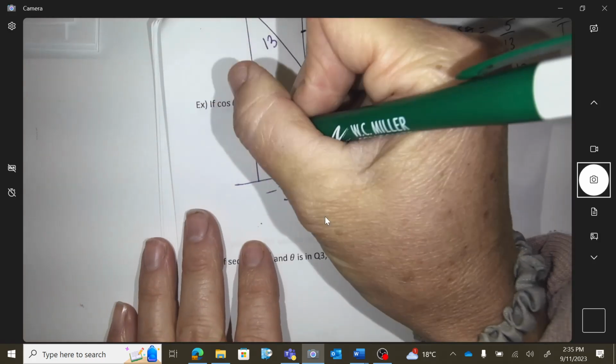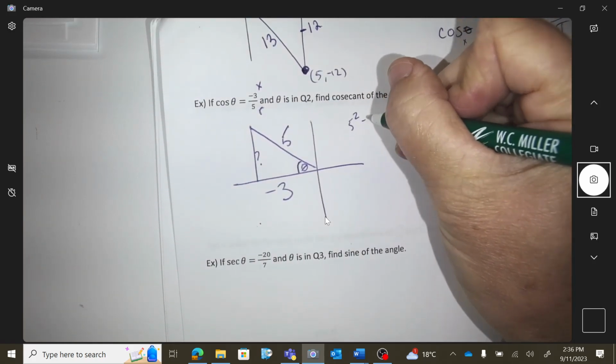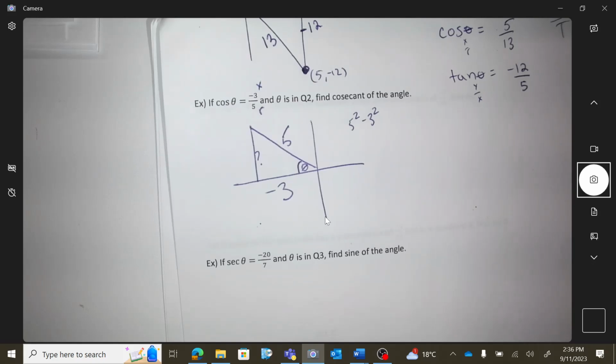Can you figure out this side of my triangle? So Pythagorean theorem again, add or subtract style. Subtract. So I'm going to do 5 squared subtract 3 squared. I have nothing to do with the negative 3 right now because I don't want to do it in my math. Just 5 squared minus 3 squared.